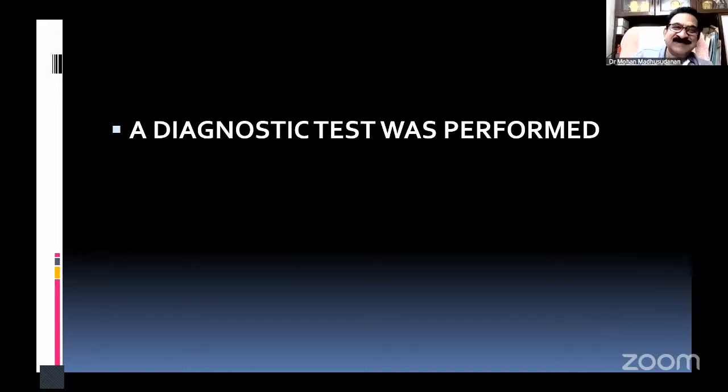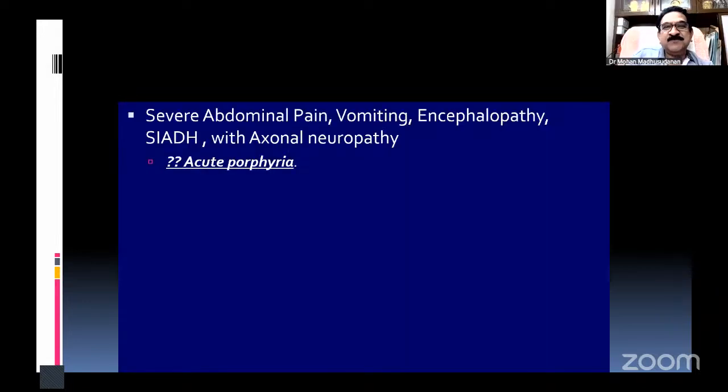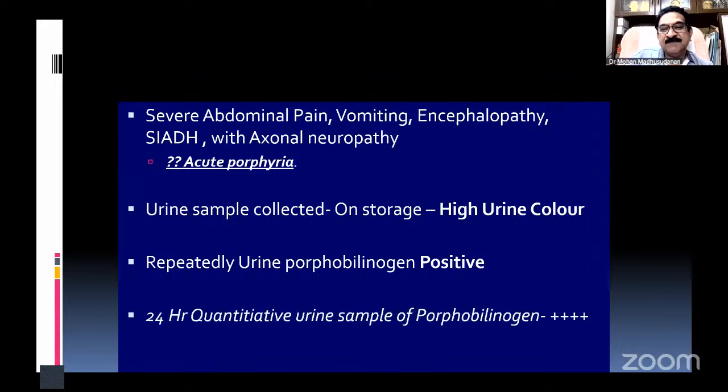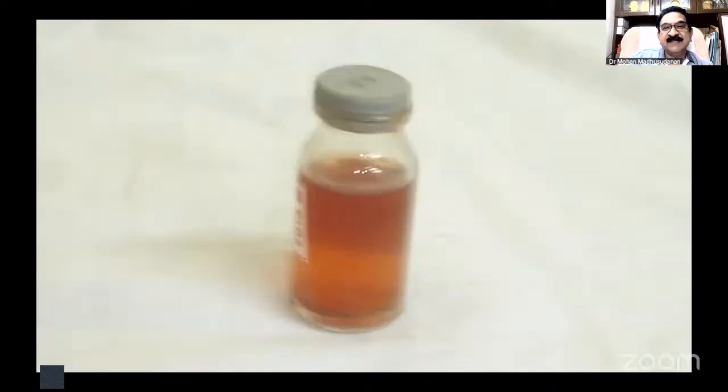All of you are correct. Severe abdominal pain, vomiting, encephalopathy, SIADH, axonal neuropathy: porphyria. Urine sample collected on storage showed high urine color. Repeatedly, urine porphyrin was positive. The 24-hour quantitative urine sample porphyrin was 4 plus. And this is the color of the urine.